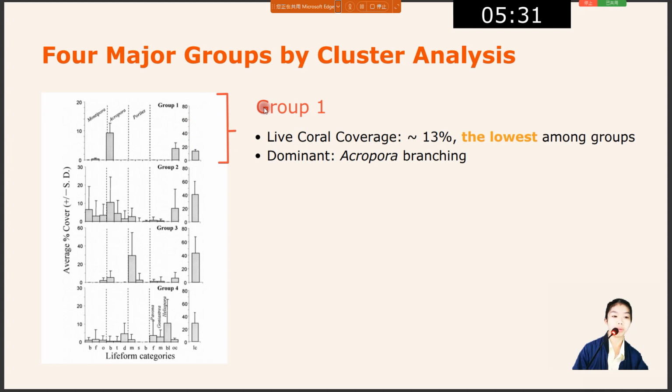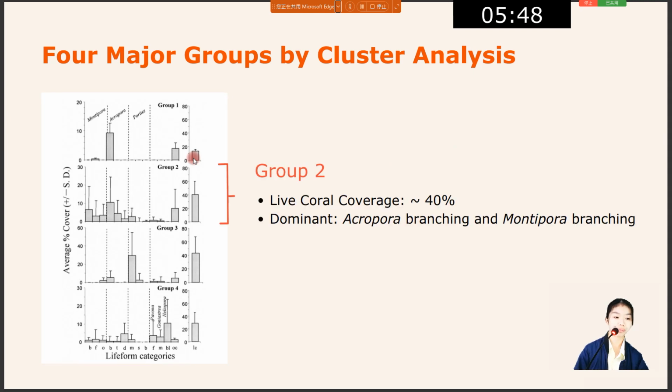And at group 1, we can see the total live coral coverage is about 13%, the lowest among the groups. Compared to group 2, group 3, and group 4, group 1 actually has the lowest live coral coverage percentage. Then we can see group 2, the live coral coverage is about 40%.